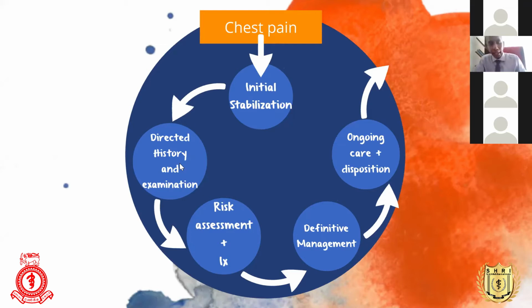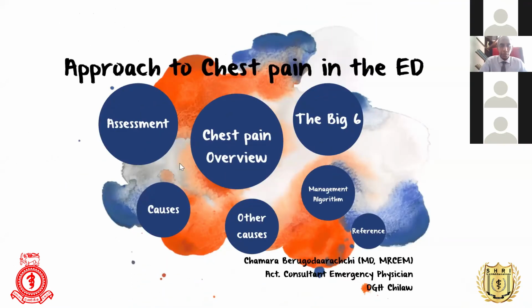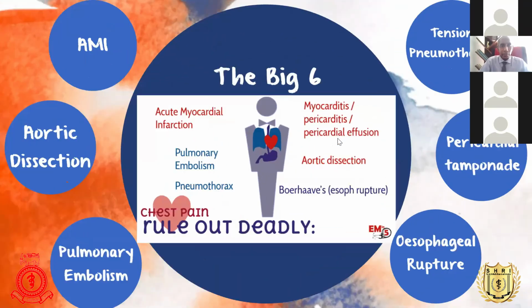Right. Now we will go for the next step: the big six, the most fatal big six. As I mentioned before, the big six means acute coronary syndrome, so it should be corrected to acute coronary syndrome actually. And aortic dissection, pulmonary embolism, tension pneumothorax, pericardial tamponade, and esophageal rupture or mediastinitis. I will go through these topics briefly.